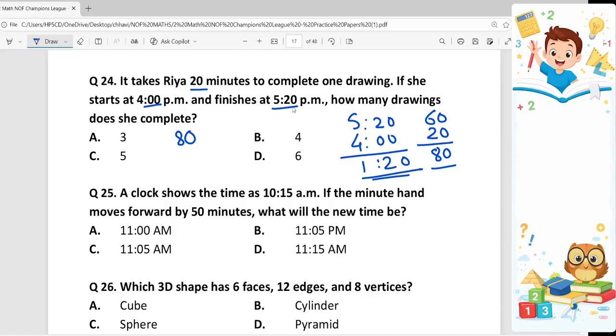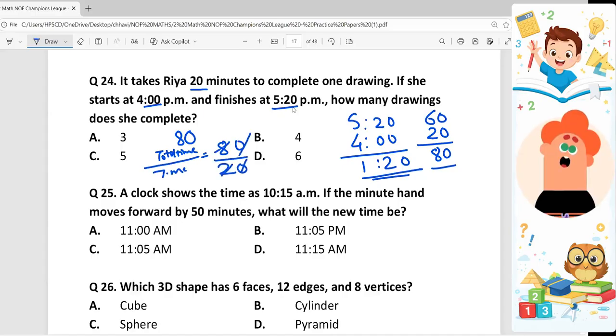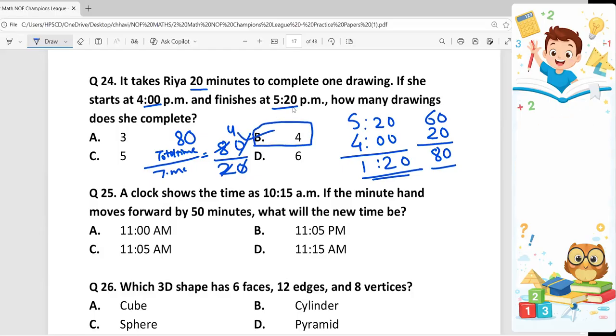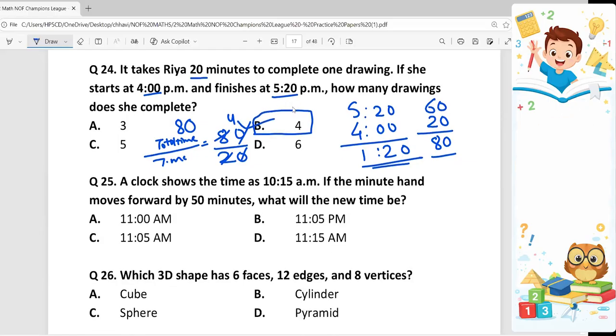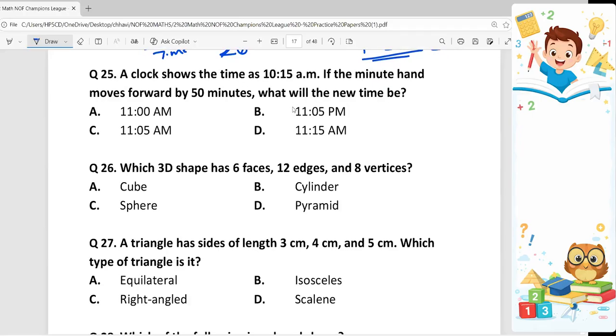So number of drawings equals total time upon time per drawing. That means 80 divided by 20. So it will be 4, 2 fours are 8. That means option B is the correct one. 4 paintings she will complete in this much time.